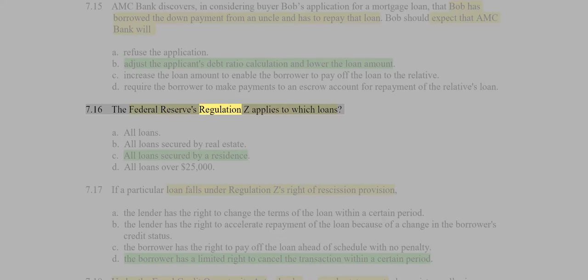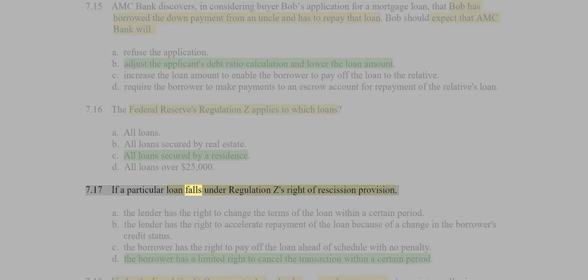7.16. The Federal Reserve's Regulation Z applies to which loans? A. All loans. B. All loans secured by real estate. C. All loans secured by a residence. D. All loans over $25,000.